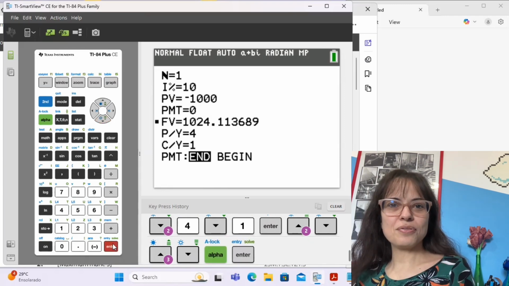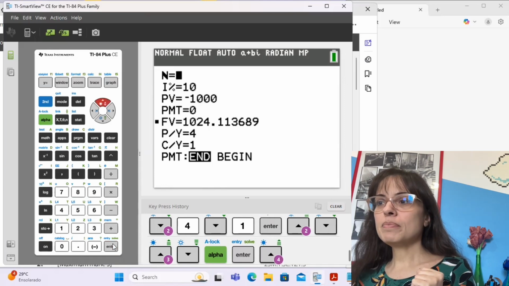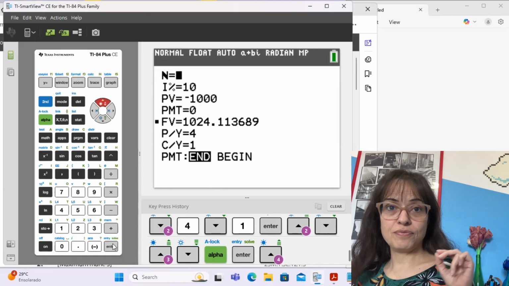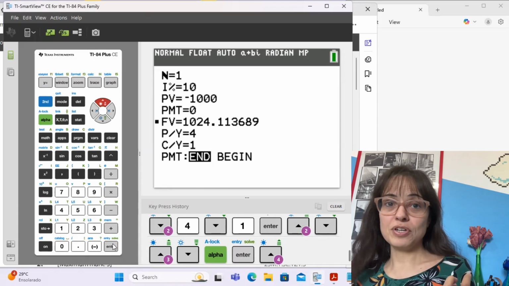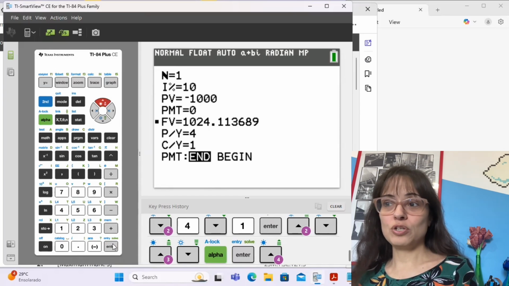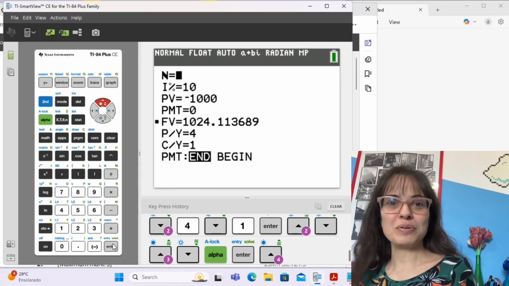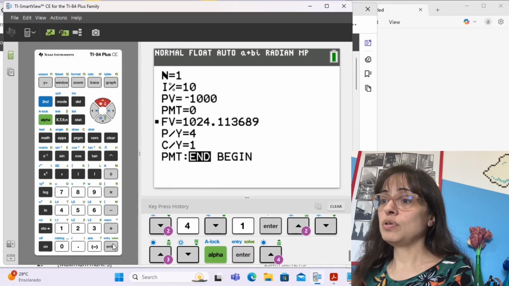That is the crazy thing, right? It shouldn't change, but it does. Because remember that the big N in the first line of the TVM solver screen, that's not the number of years. That is the number of compounding periods. So now that I have a 4 and a 1, which one of them should I use to decide how many compounding periods I tell the calculator that there are? It should be the PY.